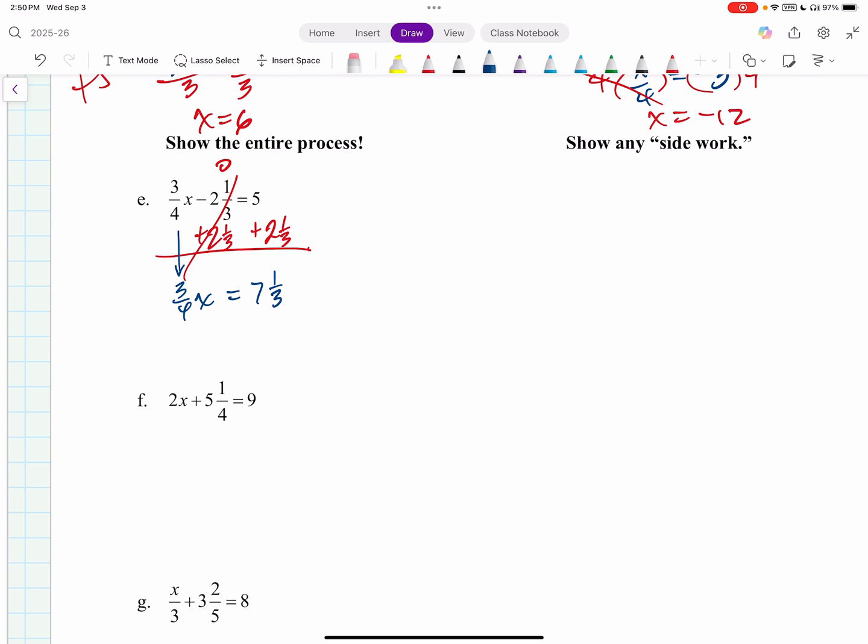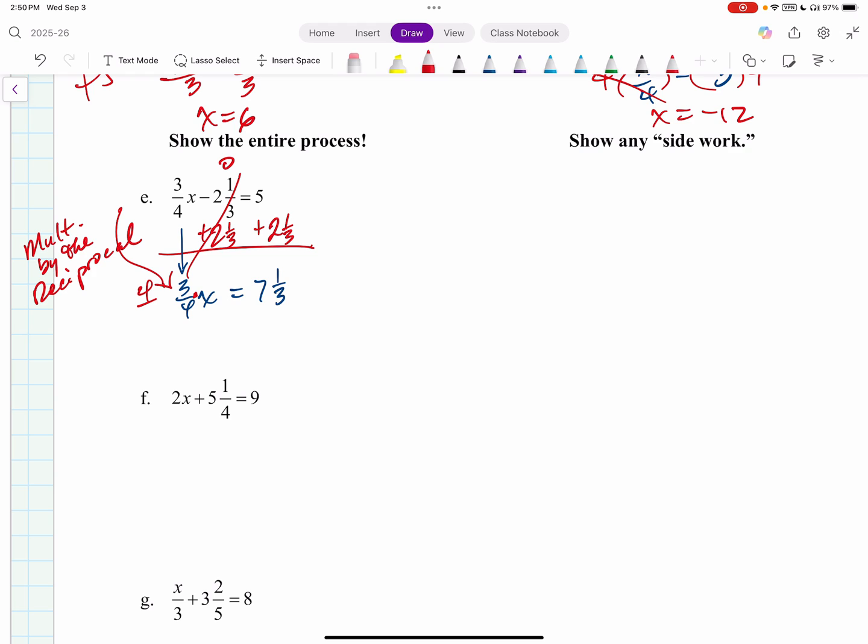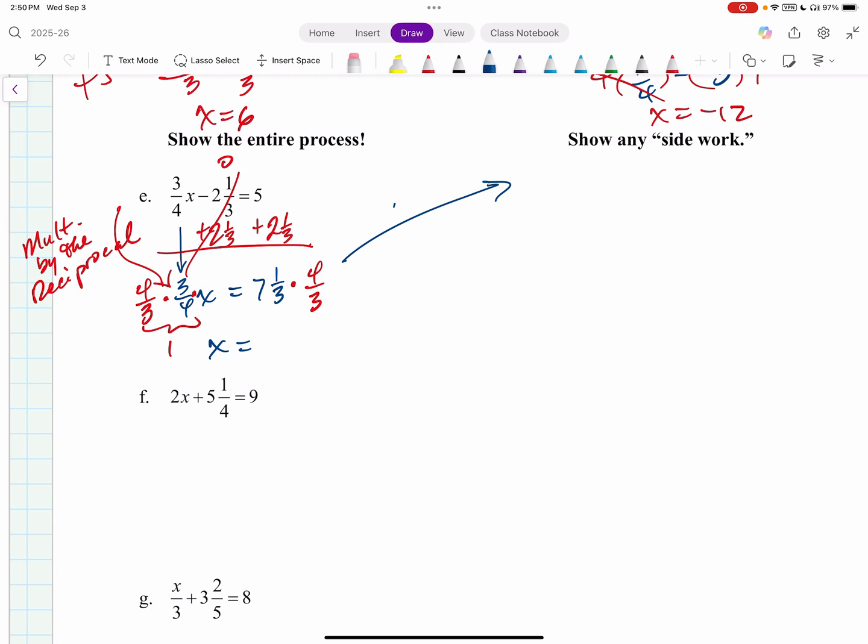Now comes the fun side work. We need to multiply by the reciprocal. When you're dealing with fractions in multiplication, you want to multiply by the reciprocal. You've heard me say this in class a lot. The reciprocal of 3/4 is 4/3. When you multiply reciprocals, you get 1 all the time. 12 divided by 12 is 1. That's why they're always equal to 1. And you get x is equal to something. This is where you want to do your side work. When you take 7 1/3 times 4/3, you have to change it to improper.